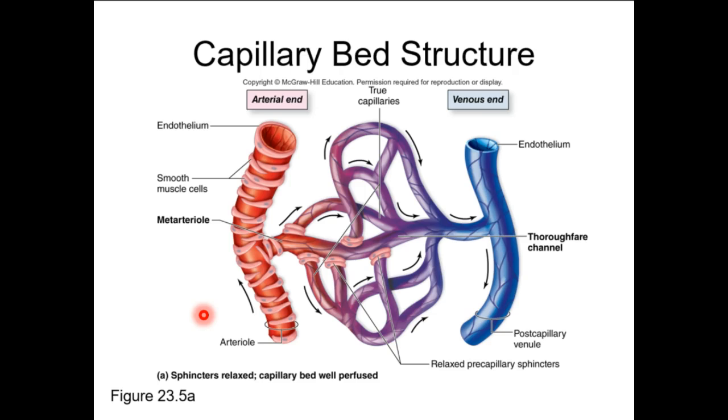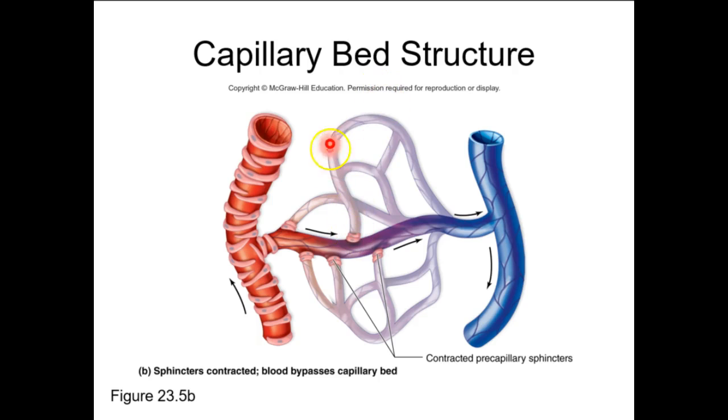Now the structure of capillary beds is that there's going to be an arterial end and a venous end. And usually there's going to be some kind of thoroughfare channel. So not all of your capillary beds will be perfused at the same time. What's perfusion? So oxygen exchange is happening because blood is where, versus not where. So perfusion means there is blood in that blood vessel. If a blood vessel is perfused, there is blood in it.